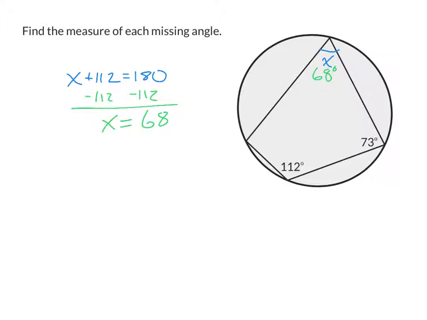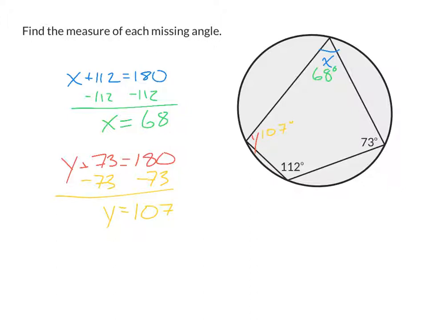And then the other one, we add, and I'll call this y here. So we'll add y and 73, and that'll make 180. And I'll subtract 73 on both sides. And so y will be 107. So this is a 107 degree angle.